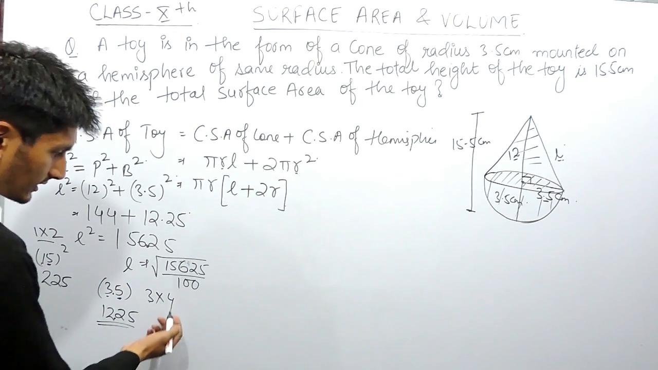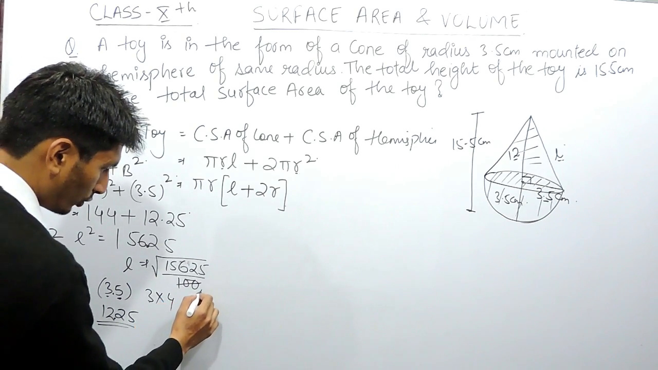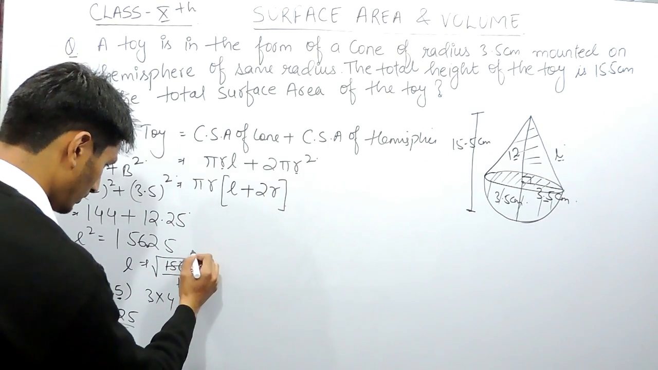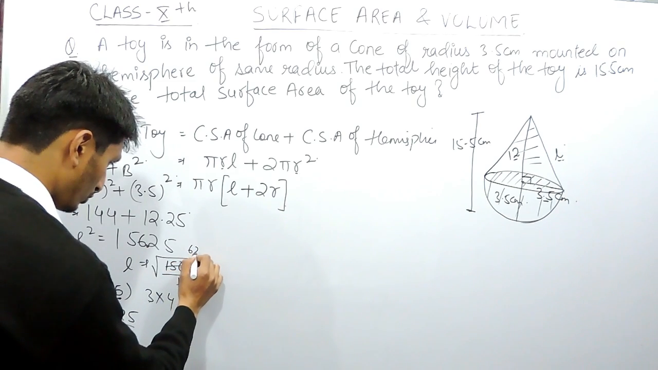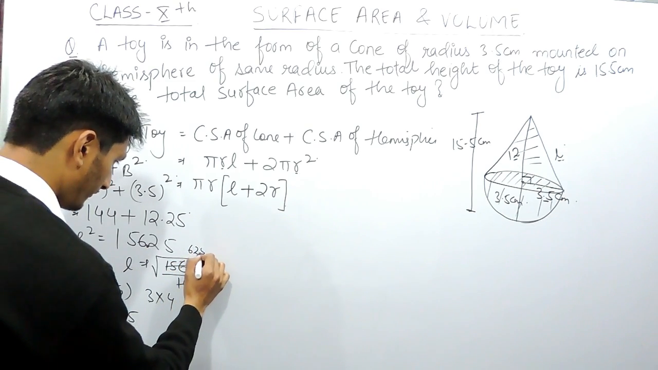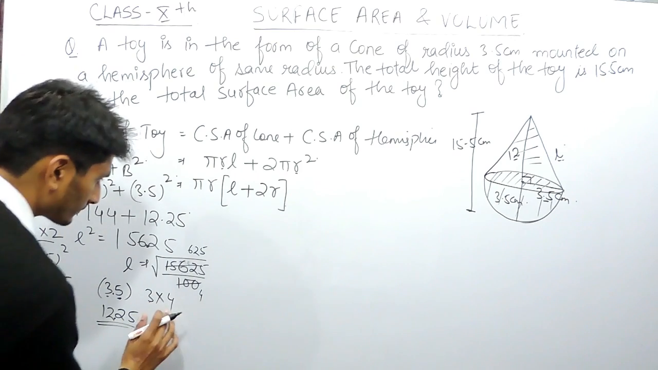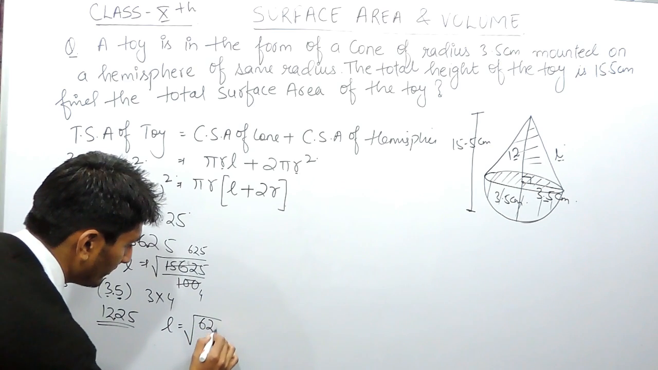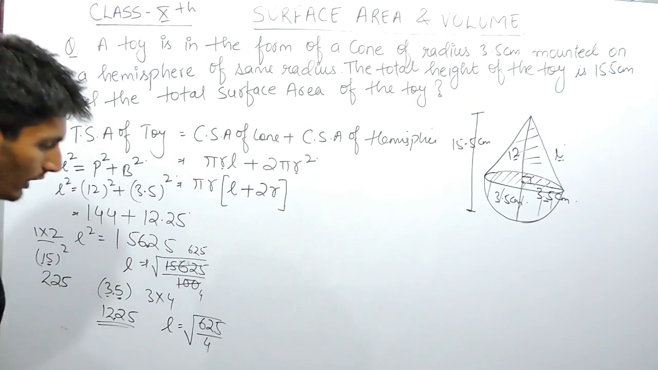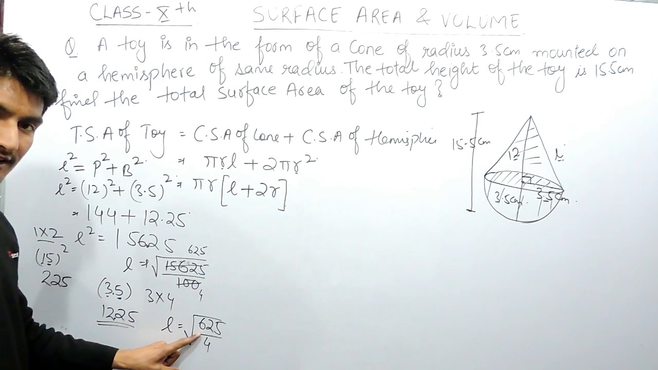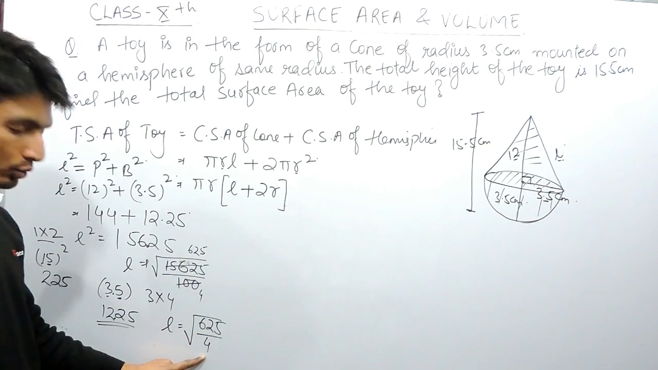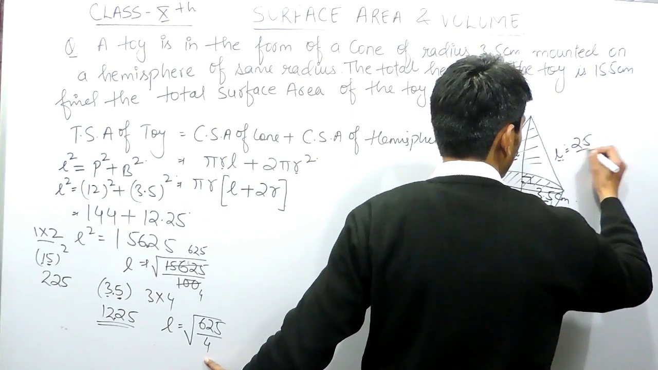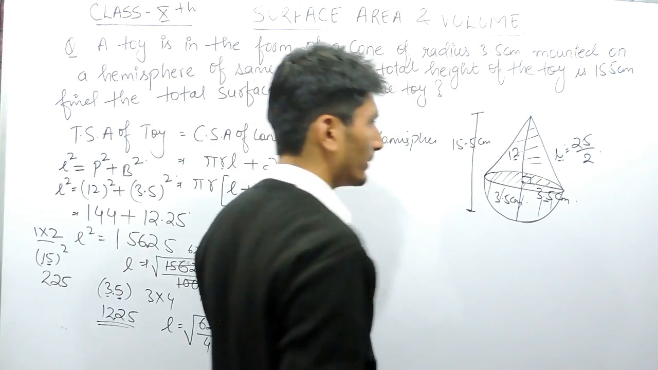If you further solve this, this is 25 4 times, and this can be cancelled. 25 6 2 5 times. So here the value of this L will be equals to under root 625 upon 4. Now the under root of 625 is 25, and the under root of 4 is 2. So here the slant height will be equals to 25 by 2.